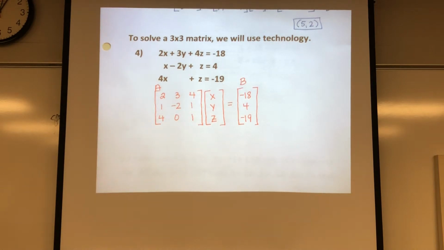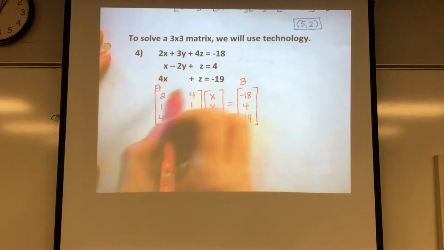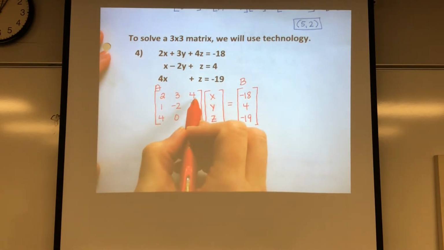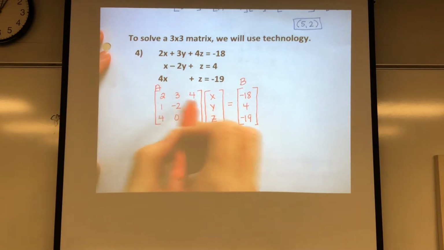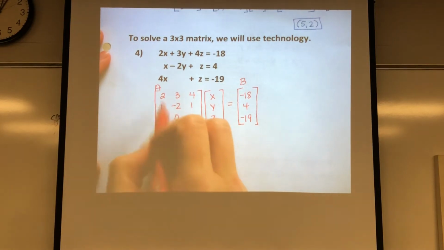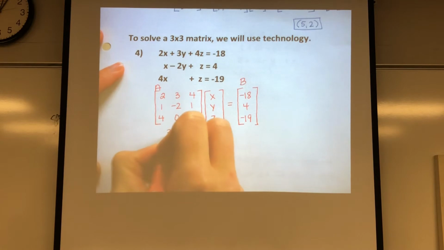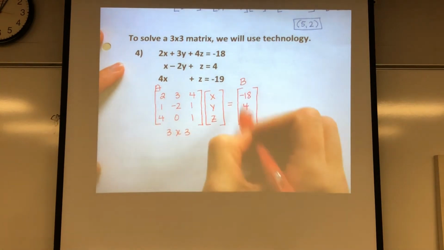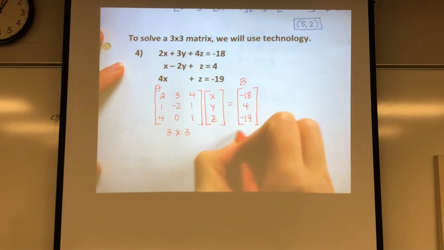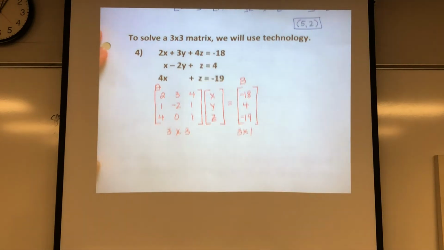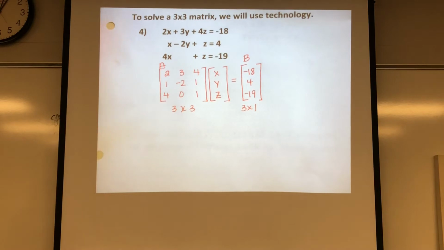All right, so the other thing we're going to need to do before we put it in our graphing calculators is know the dimensions. We talked about this having 3 variables and 3 equations. So we can see that this is a 3x3, 3 rows, 3 columns. This one over here, 3 rows, 1 column. So we need to know that for our graphing calculator.